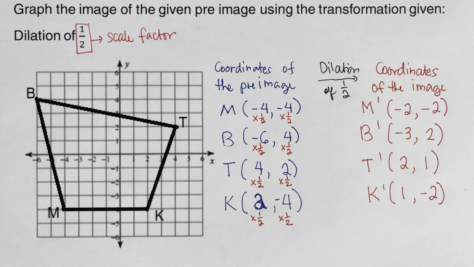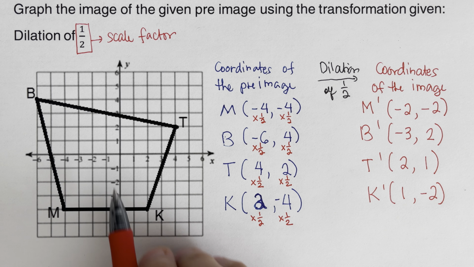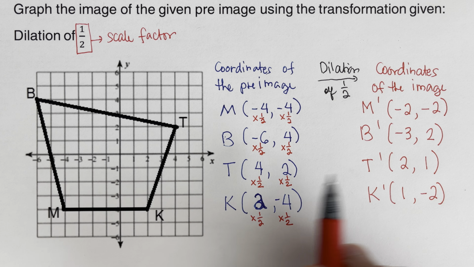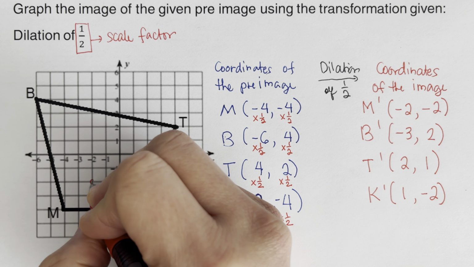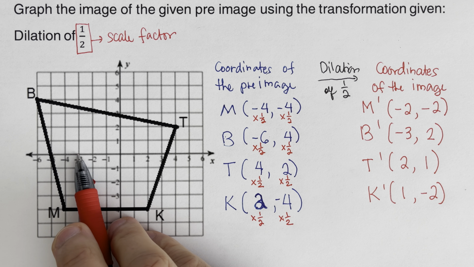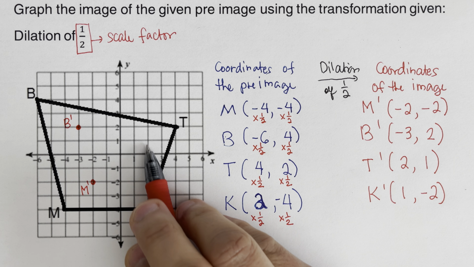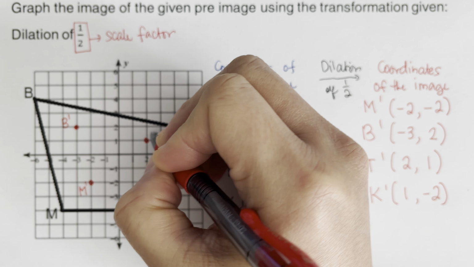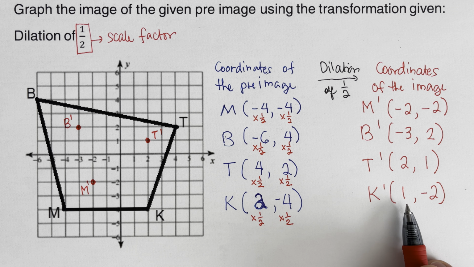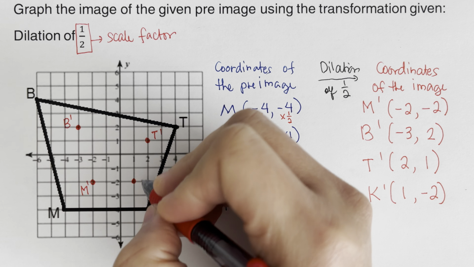So then we go ahead and sketch these coordinates that we have here, and that would be our image. So we're gonna start with -2, -2. So -2 and -2 should be somewhere around here. So this is our M prime. And then we have a -3 and 2. So -3, up 2. So this will be our B prime. And then our T prime is +2 and 1, so it's going to be right here. This is T prime. And our K prime is at 1, -2. So 1, -2. So it's going to be right here. So this is our K prime.